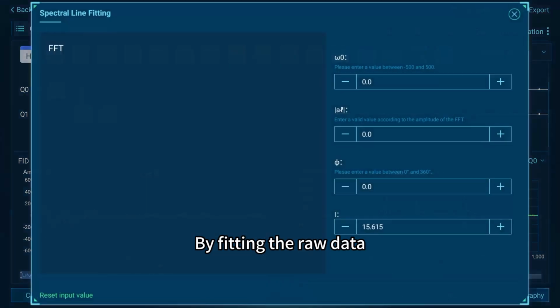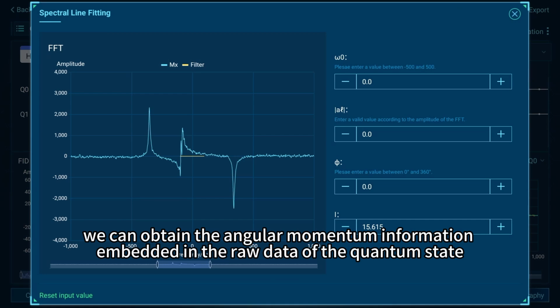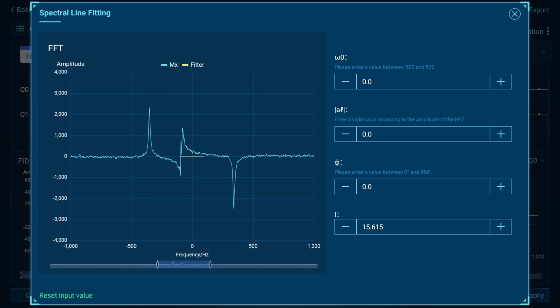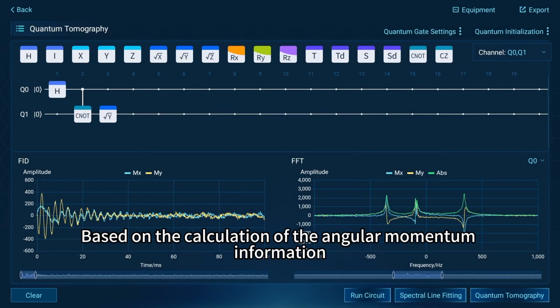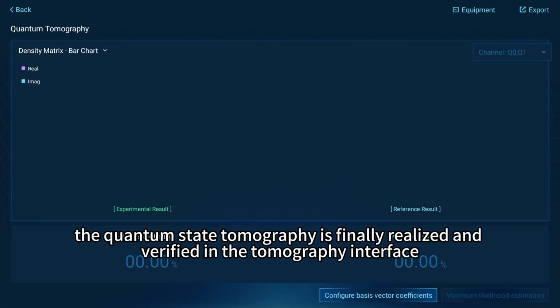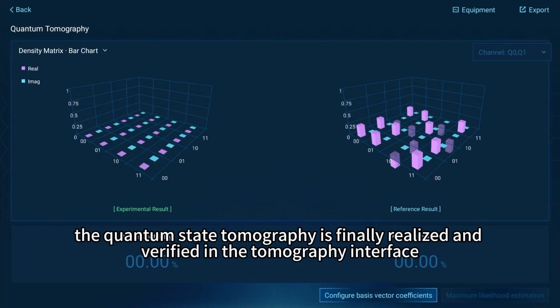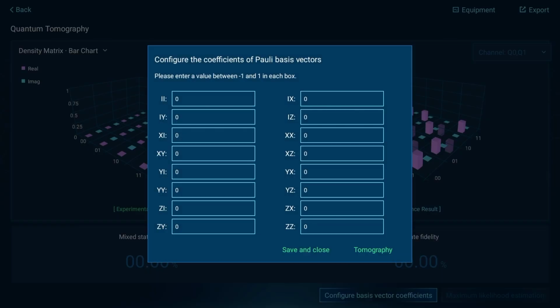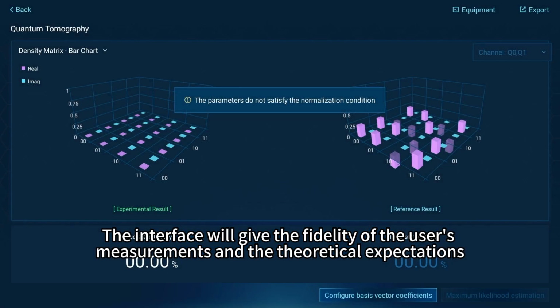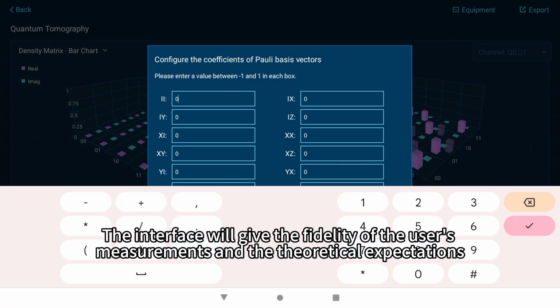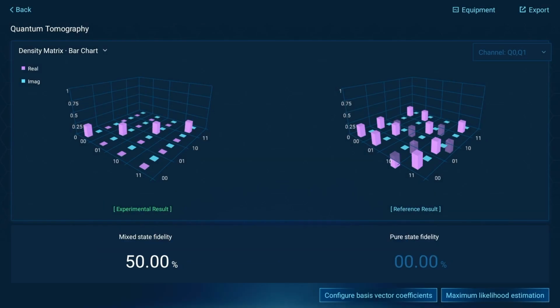By fitting the raw data, we can obtain the angular momentum information embedded in the raw data of the quantum state. Based on the calculation of the angular momentum information, the quantum state tomography is finally realized and verified in the tomography interface. The interface will give the fidelity of the user's measurements and the theoretical expectations.